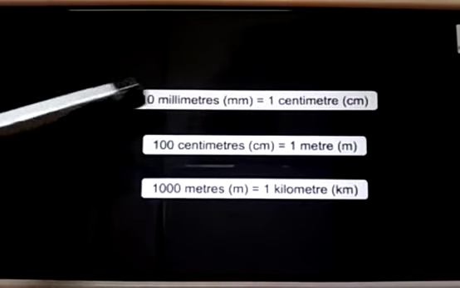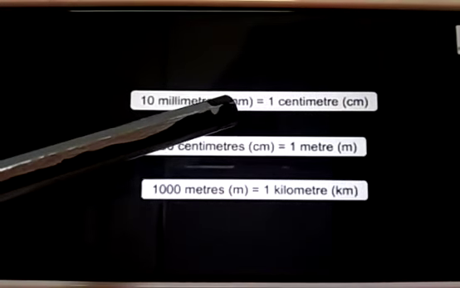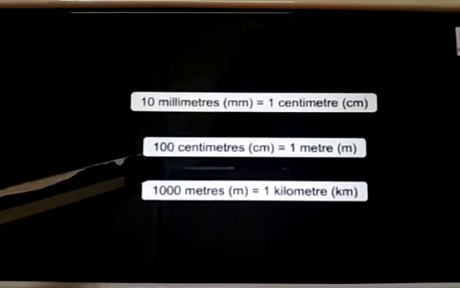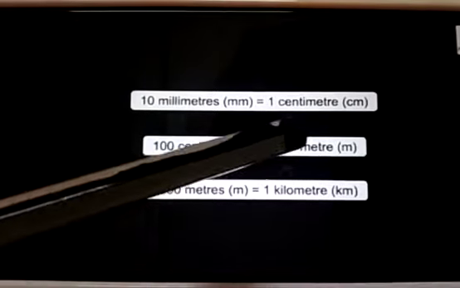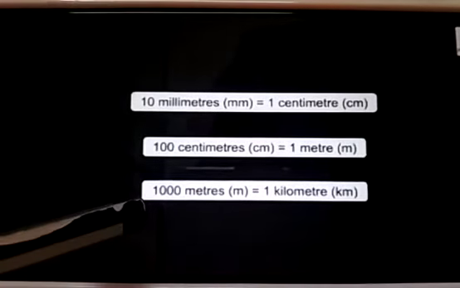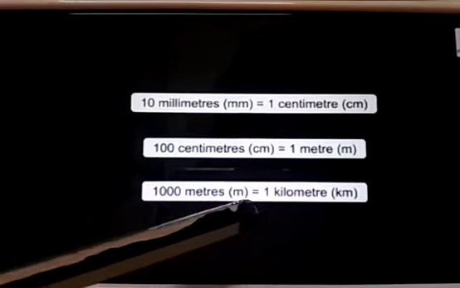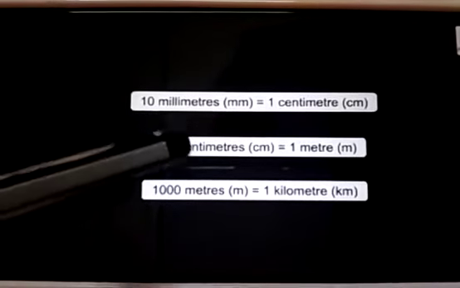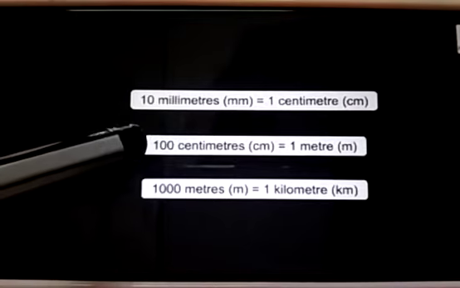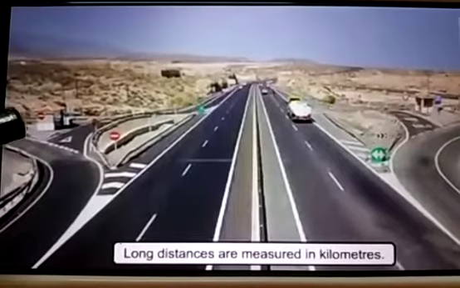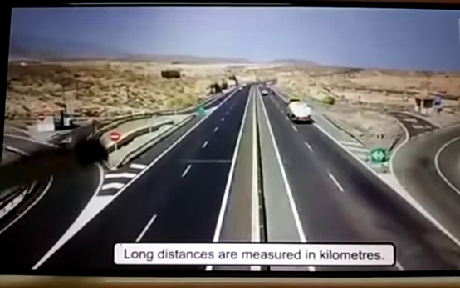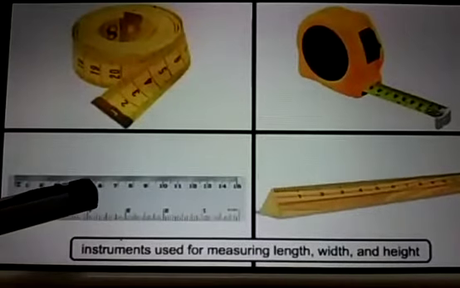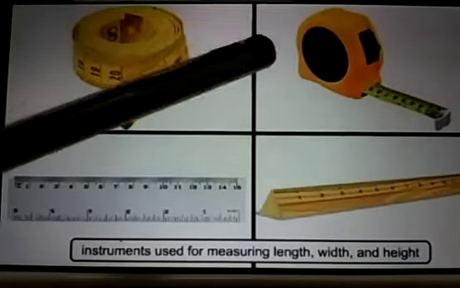10 millimeters, that is 10 mm, equals 1 centimeter. 100 centimeters equals 1 meter. 1000 meters equals 1 kilometer. These are the units that you should remember before we start our exercises. Long distances are measured in kilometers. These are the instruments that are used for measuring length, width or height.